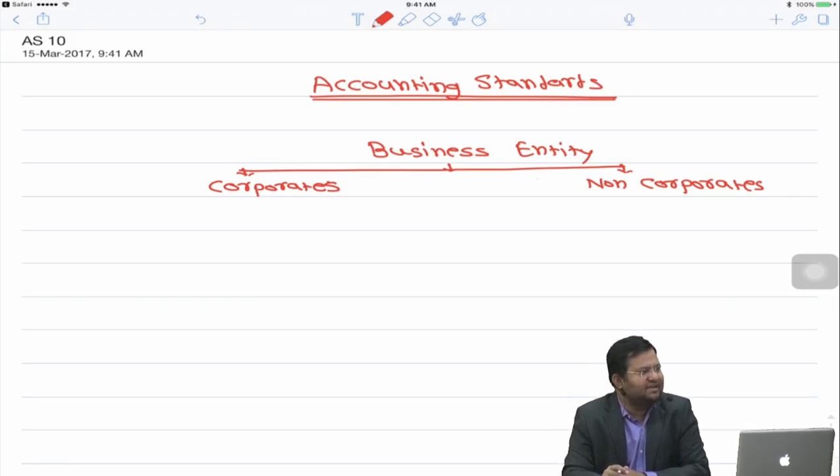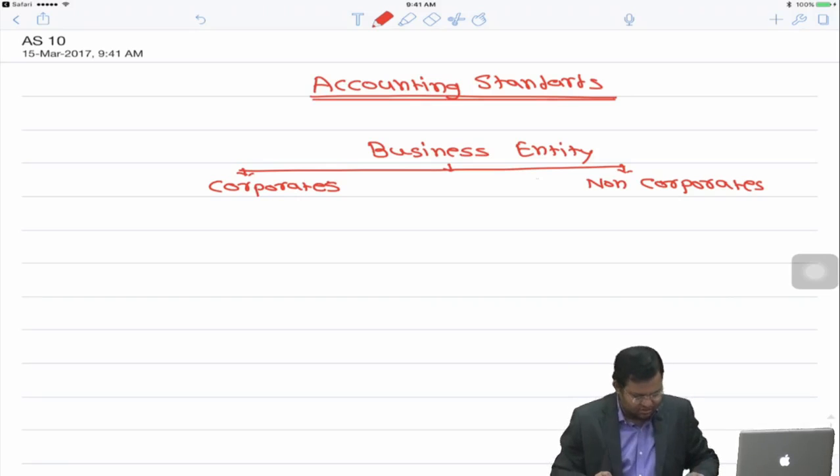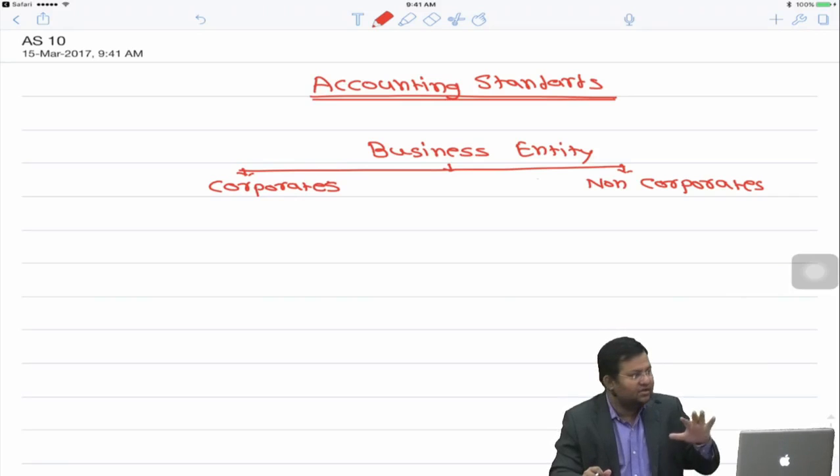Initially, from 1977 to 2006, there was no concept of separate accounting standards for corporates and non-corporates. Corporates are companies. Non-corporates are sole proprietors, partnership firms, HUFs or other things. There are no two different concepts. There's one single concept of uniform accounting standards for all.